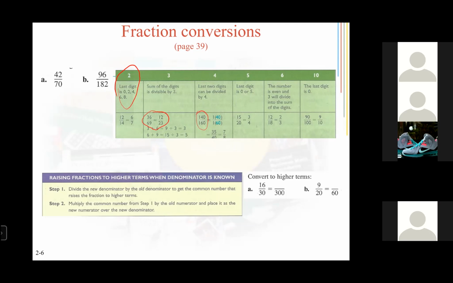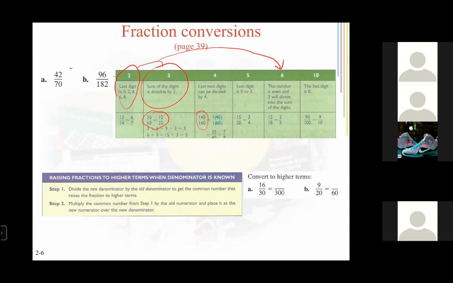Now everybody should know the rule for 5, and it's just once a number ends with 5 or 0, it's divisible by 5. For 6, they say here the number is even, and 3 will divide the sum of the digits. So basically for 6, they're combining these two. So it's even, and the sum of the digits is divisible by 3. If those 2 rules apply to the number, then the number is divisible by 6.